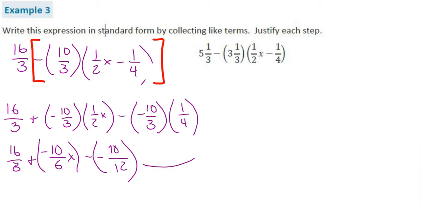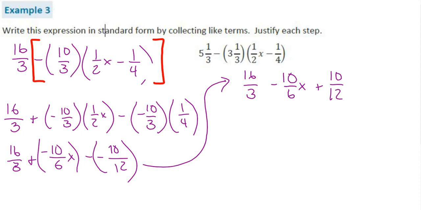So let's move over here real quick. So I've got 16/3 minus 10/6x plus 10/12. Well, can 10/12 be reduced? You're right, it can. So can 10/6. So I'm going to have 16/3 minus 10 and 6 both can be reduced by 2, so that's a 5/3 x, plus 10 and 12 can both be reduced by 2, so that's a 5/6.